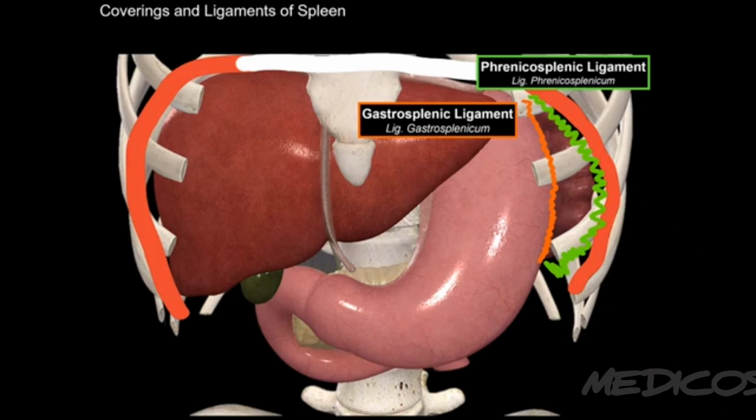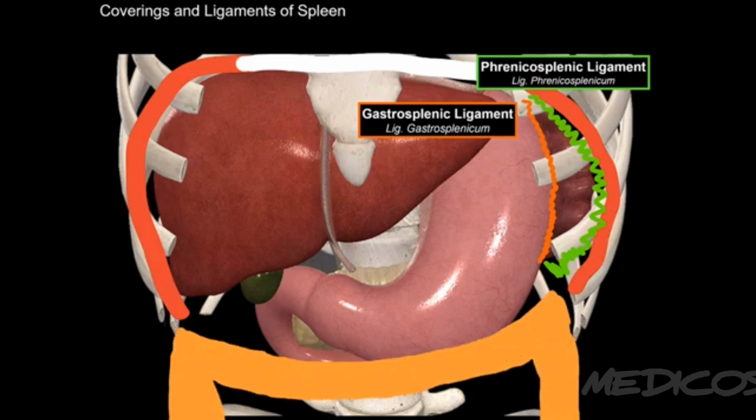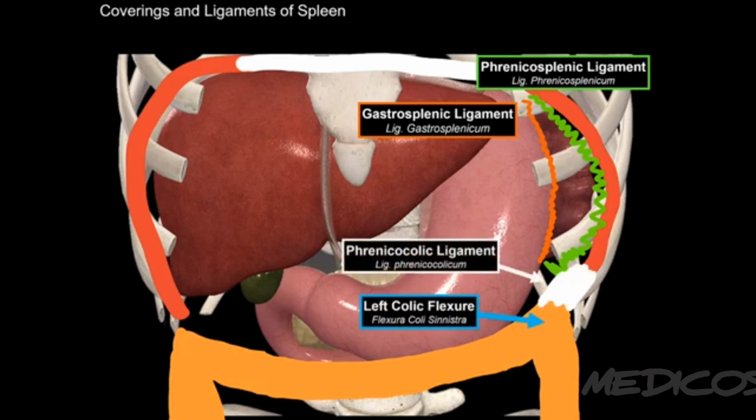Now the spleen is also indirectly supported by one more thing. So if you add the large intestine right here, this is the large intestine, there's a ligament attached to the left colic flexure that goes to the diaphragm. And this one is called the phrenicocolic ligament.